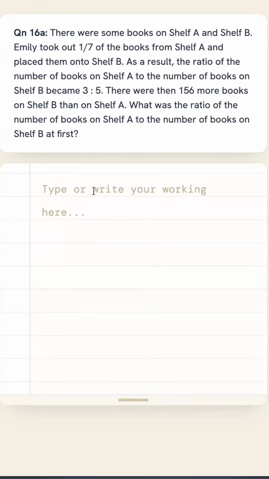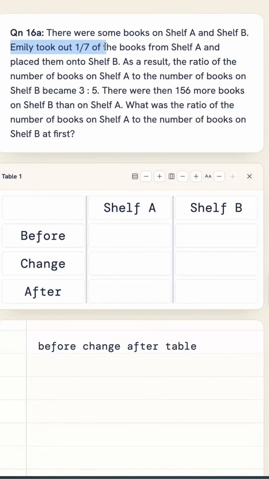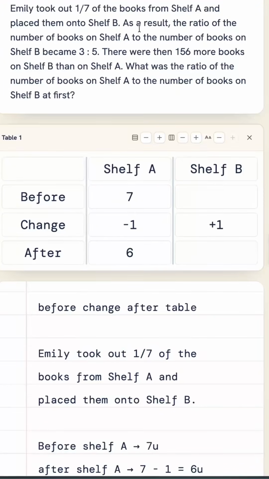So this is where we can use the before, change, and after table. So let's create this table over here. It says here Emily took out 1/7 of the books from shelf A and placed them into shelf B. So that means originally we have 7, and then we minus 1, an internal transfer, to shelf B, plus 1. From 7, what do you think we are left with? 6.